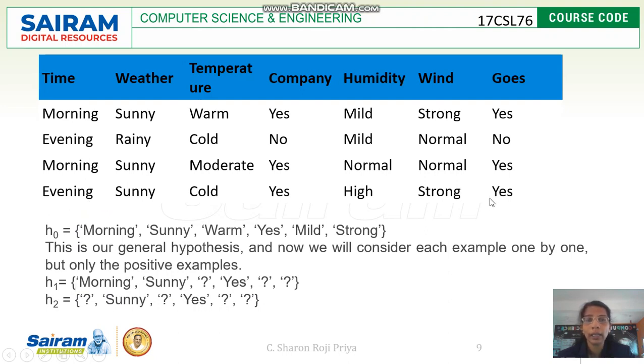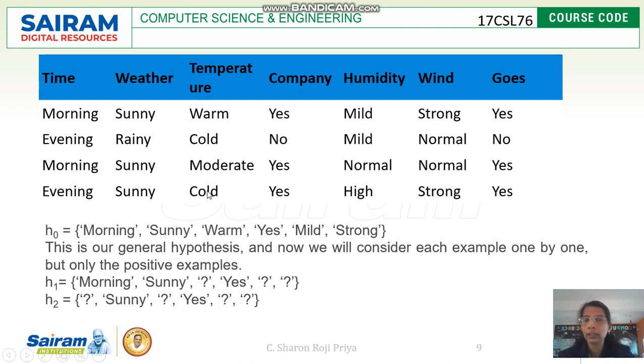Right? Again, it is a positive example, so I'll be considering this. The first attribute of this instance is evening. In the hypothesis, it is morning. Evening, morning, both are different. So in the hypothesis, I put a question mark. Sunny, sunny, both are same. So I have written sunny.